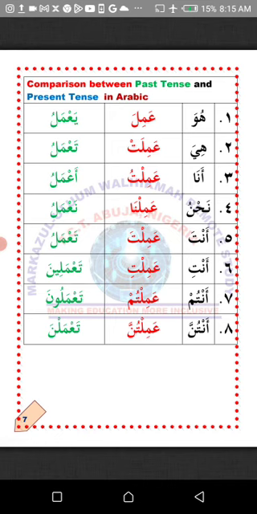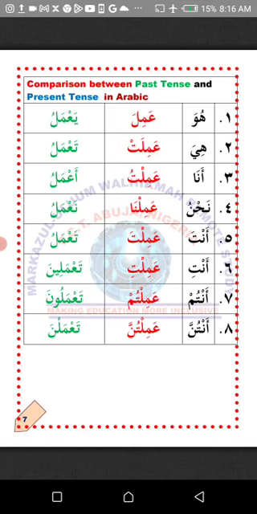اثنان, number 2. Here, she. عملت, she worked or she has worked. تعمل, she works or she is working. ثلاثة, number 3. أنا, I. عملت, I worked or I have worked. أعمل, I work or I am working. فأربعة, number 4. نحن, we. عملنا, we worked or we have worked. نعمل, we work or we are working.